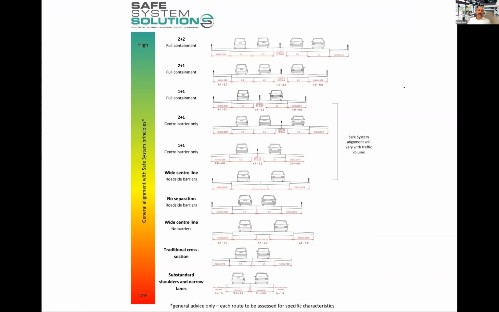Okay. Here's a rough schematic of high safe system alignment for cross sections and down to low. And you see the barrier systems are so important for these cross sections to create that bumper bowling of roads where people are going to leave their lane, but we're going to try to contain them, all the way down to what we see as a lot of standard cross sections out there for a lot of the road network operating at high speeds.